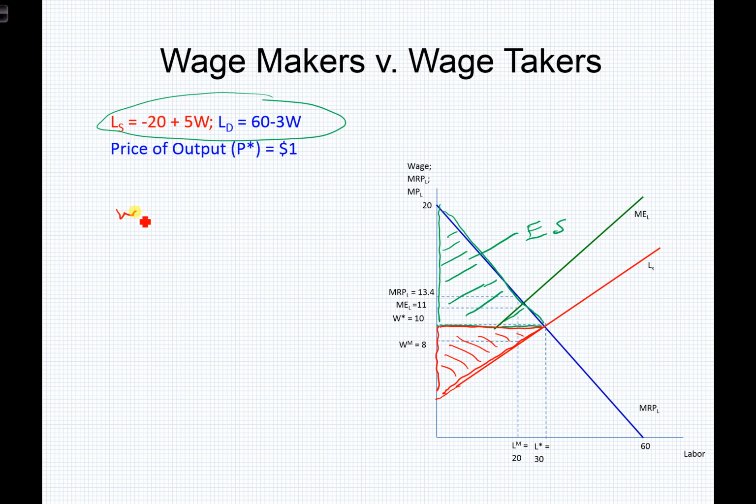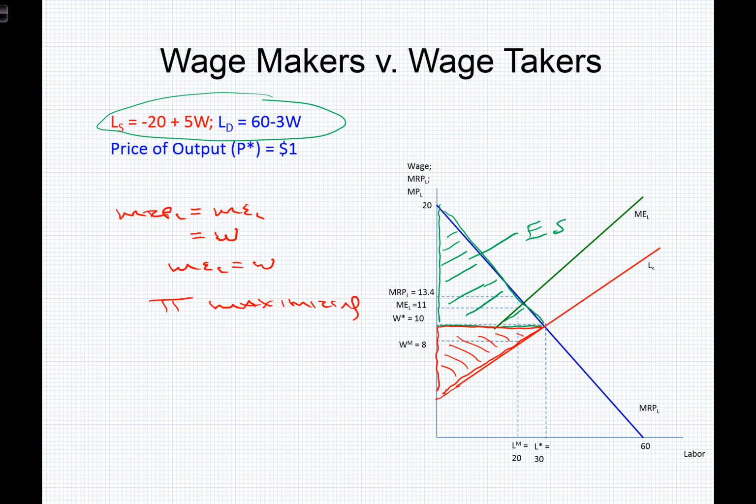In fact, we know that marginal revenue product is certainly equal to the marginal expense of labor, but it's also then equal to the wage, such that marginal expense of labor is equal to the wage, and we have a profit maximizing condition.